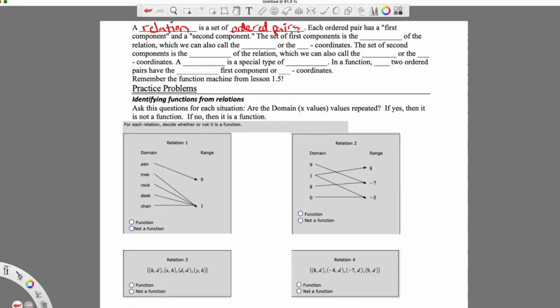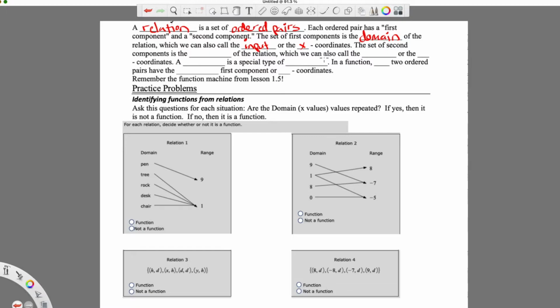Remember, they're called ordered pairs because they're in order, right? So each ordered pair has a first component and a second component. The set of first components is the domain. It's just another name for them, of the relationship, which is also called the input if we're looking at an equation and we're inputting the numbers. Input, or the x-coordinates. That's another very easy way to refer to them, right? So that's the first component.